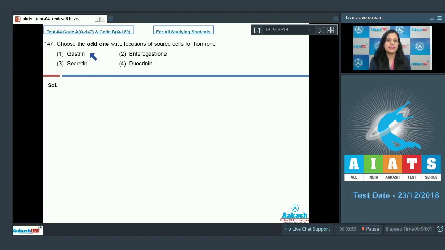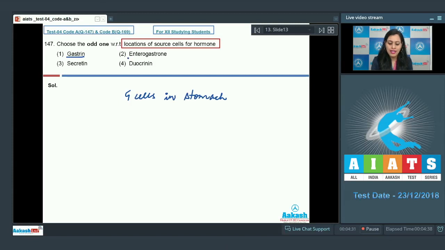Question number 147. Choose the odd one with respect to locations of source cells for hormones. The very first option given is gastrin, and gastrin is secreted from the G cells in stomach. On the other hand, the other three options, that is enterogastrone, secretin and duocrinin, are hormones released by the cells of small intestine.